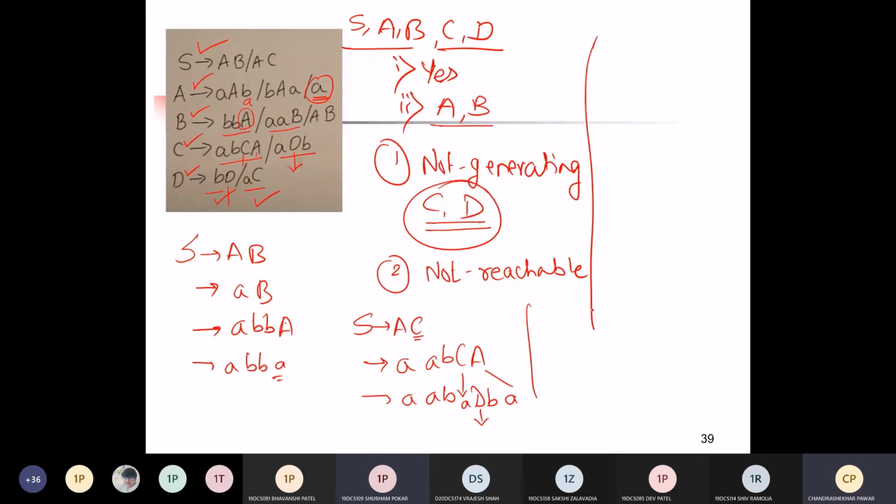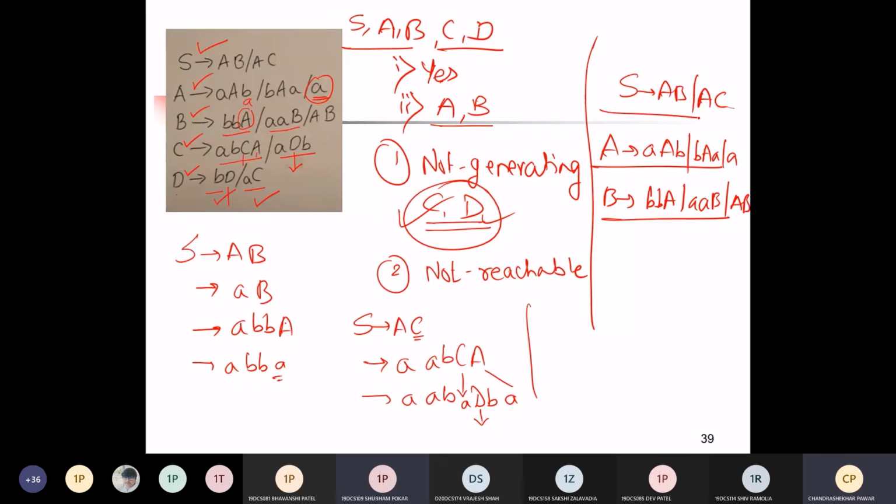So what are we going to obtain? As we have to delete C and D, we obtain S produces AB, AC. Then A produces whatever is the production of C, which includes C and D. We have to delete that, leaving AB, BA, and A. Then B produces BBA, then AB, then AB. So the C and D productions are deleted, and only these things are remaining. Clear? And obviously S produces AC consists of C, so we have to eliminate this. So only S produces AB and the productions of A and B remain here. So that will be our answer.